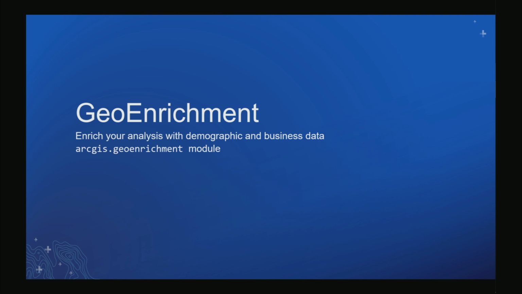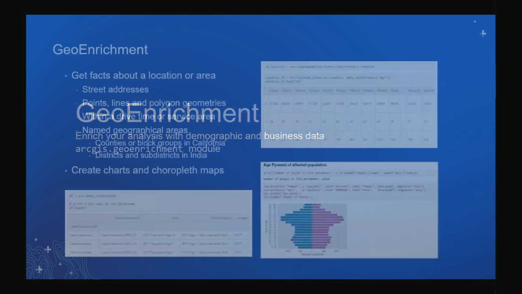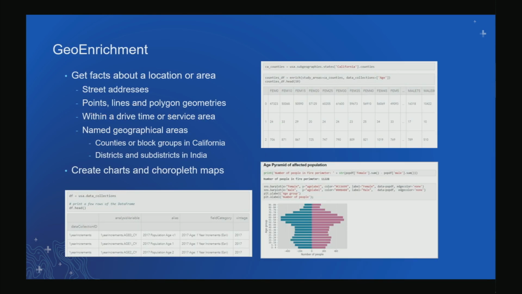Now let's talk about GeoEnrichment. We briefly saw it as a capability in the spatial analysis tools in ArcGIS features, but if you want to really get into it, and you want to get a lot of demographic and business data, not only can you get it for features or feature layers, you can get it for different types of inputs. You could get it for street addresses, you could get it for just geometries like points, lines, or polygons. What are the demographic variables around these geometries? Within drive times or service areas of those locations.